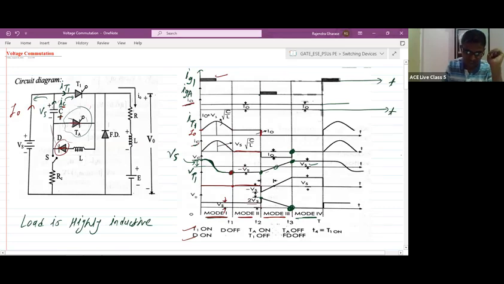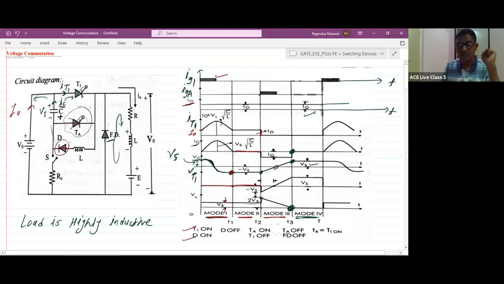So thyristor TA is in the off state and T1 is also in the off state. Now what will happen? The load inductor will release the energy through the freewheeling diode, in order to maintain constant current through the load. So during mode 4, T1 is off, TA is also off, and the load inductor is releasing energy through the freewheeling diode. That's why I0 will be maintained constant, that is, a capital I0 only.